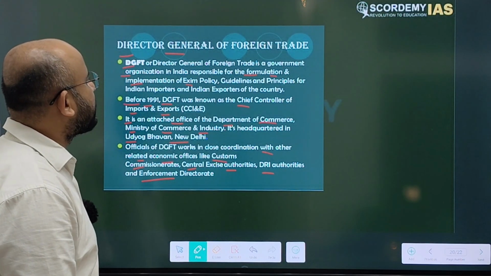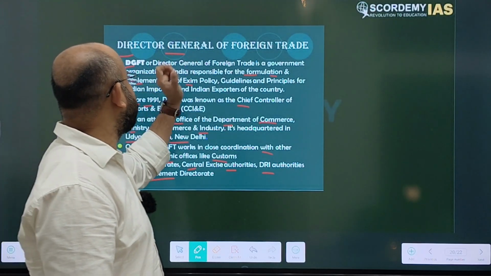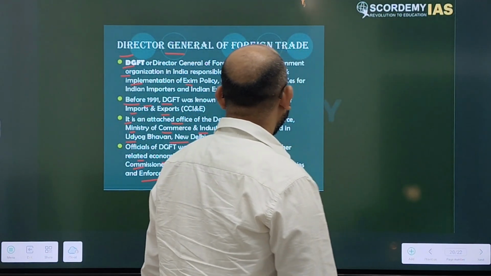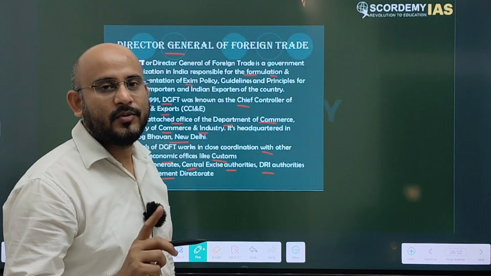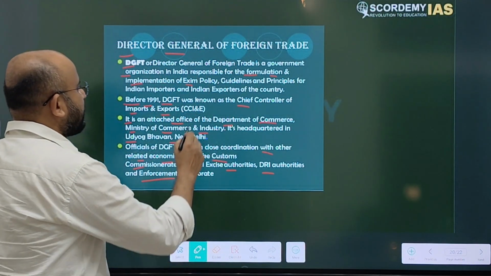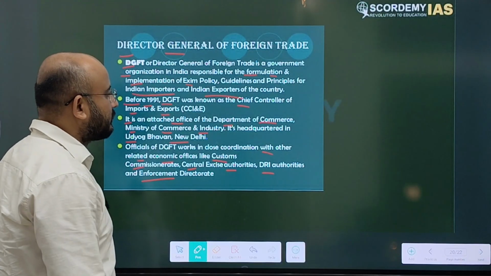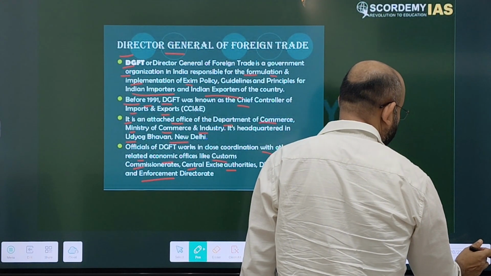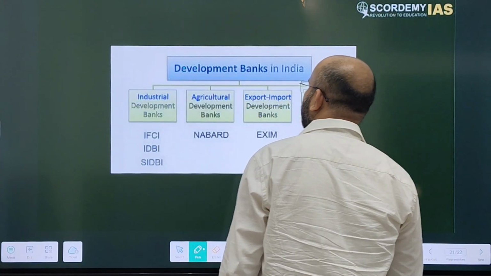So basically, as soon as we see DGFT, Director General of Foreign Trade, what will come to our mind? It is related with export import, okay. Formulation of policies of export import.